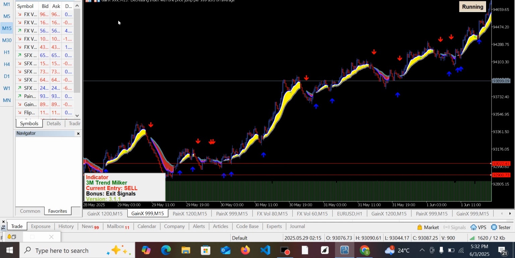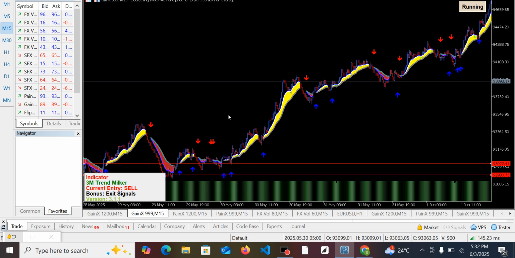Okay, so this is GainX 999, and of course, this is the 15 minutes time frame. You can imagine you trading spikes for a very long time. This is so beautiful and so unique. And of course, this gives you the opportunity to trade. When you decide to use this strategy, you will have the opportunity to trade the spikes for a very long time. What do I mean by this?